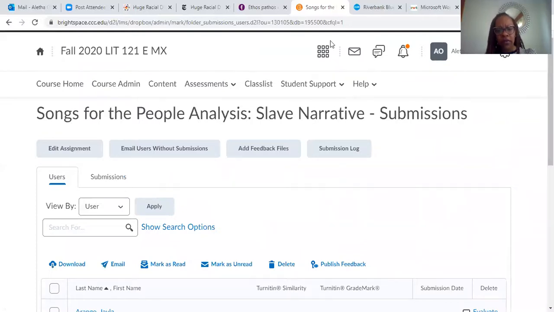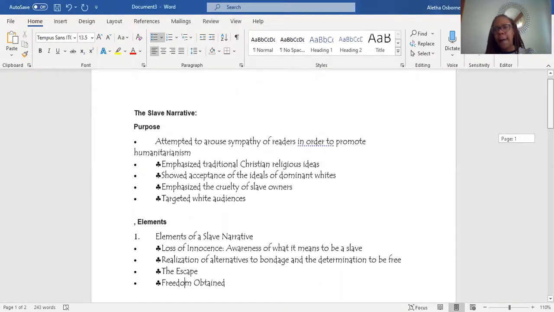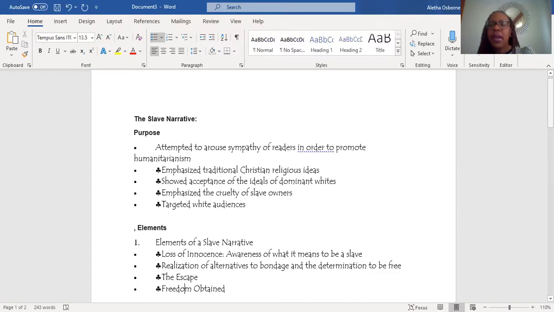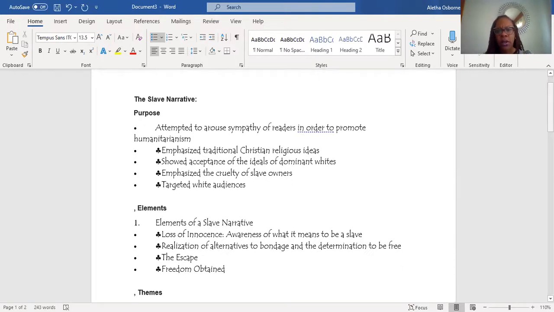Let me remind you of a few things that we learned, or at least reviewed, on Monday. In looking at the Frances Harper poem, I really wanted students to approach it from the understanding that we gathered on Monday about the slave narrative. So three specific areas: the purpose of the slave narrative, the elements of the slave narrative, and the themes explored in the slave narrative is how I wanted you to consider the Frances Harper text. So let's just review that really quickly.